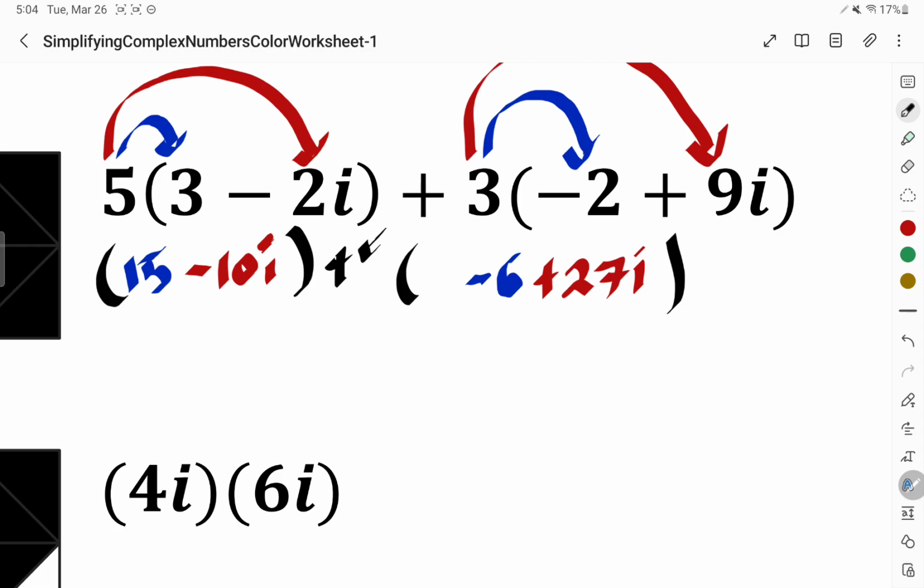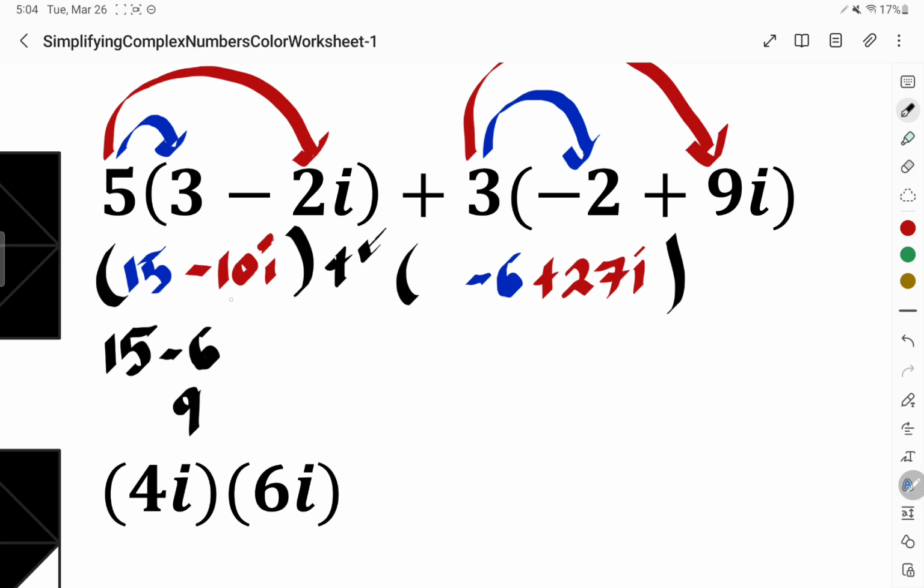If I didn't have it, then I would have to do the FOIL method in order to solve the problem. But in this case, we don't have to do that, so it should be relatively easy. So it's just going to be 15 minus 6. The reason why I'm subtracting is because they're different signs. So that's going to give me a 9. So my first number is a 9.